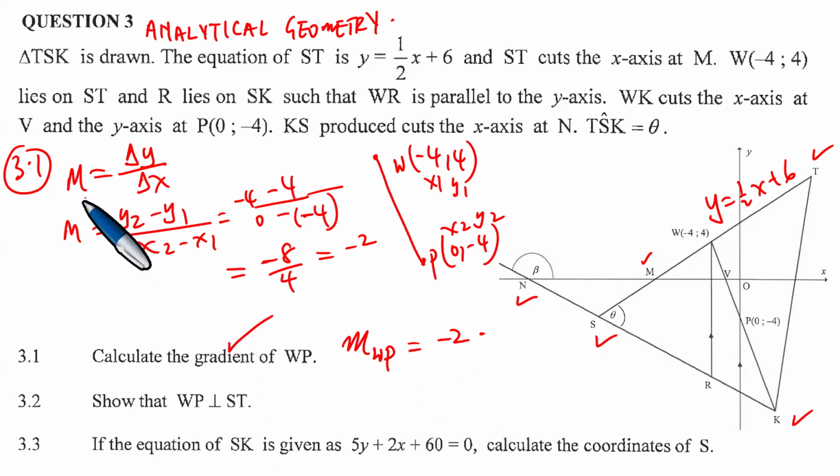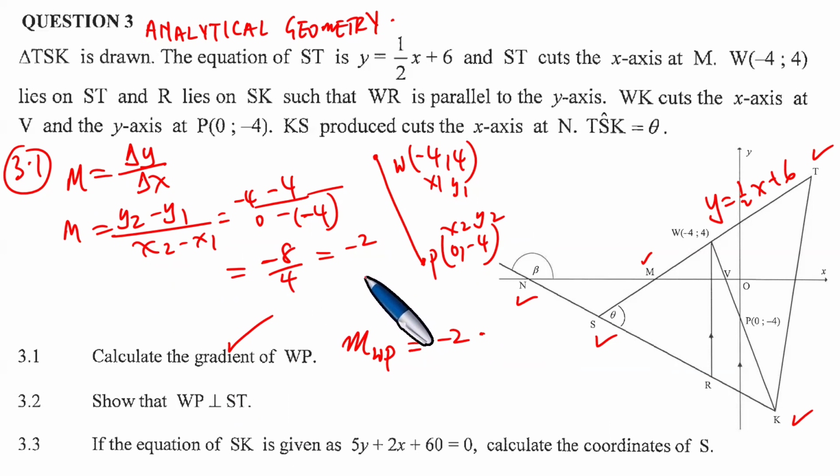The gradient formula is change in y over change in x, which is delta y over delta x. This delta y is y2 minus y1. The delta x is x2 minus x1. Because we're dealing with WP, we're moving from W to P. The coordinates of W are called x1, y1. The coordinates of P are called x2, y2. And we substitute everything: the y2 we put -4, the y1 we put a 1, the x2 we put a 0, the x1 we put a -4. And the answer becomes -2.